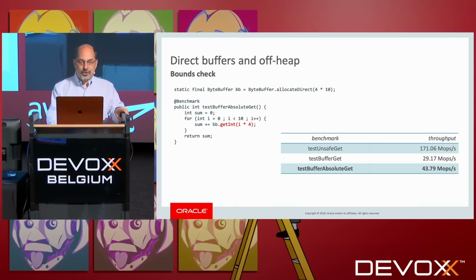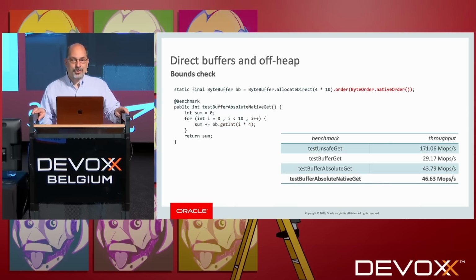There are a few things we can do to improve that as well. It turns out that ByteBuffers operate by default in big endian mode, which is wrong for most modern systems. So you can tell it explicitly, I'd rather use the native byte order instead of big endian, and we get a little bit of an improvement out of that. We're still pretty far away from unsafe, though, still about a factor of 4 away. That gives us a hint that there is room for improvement.